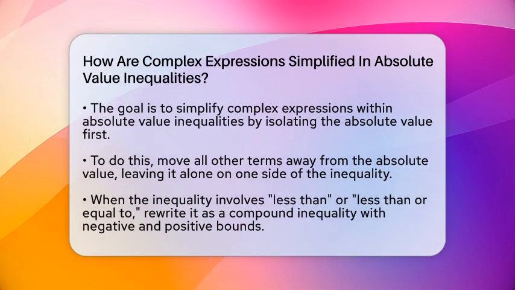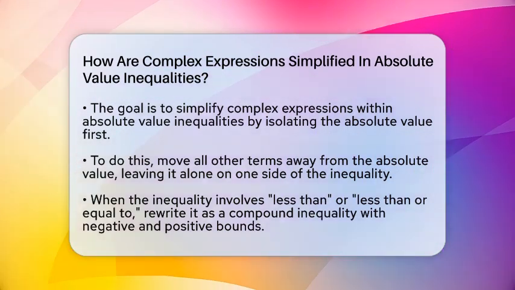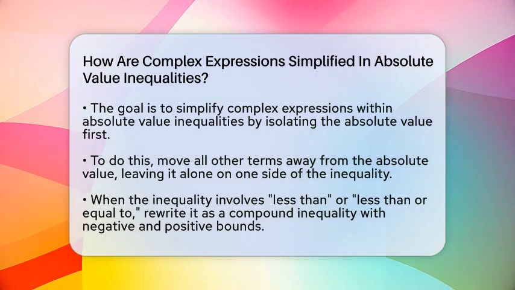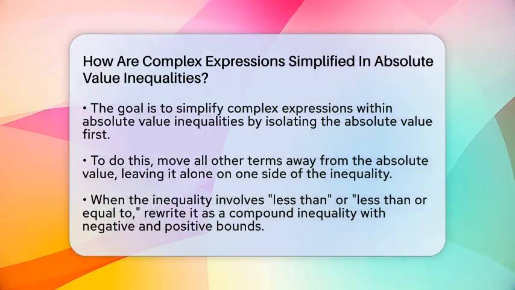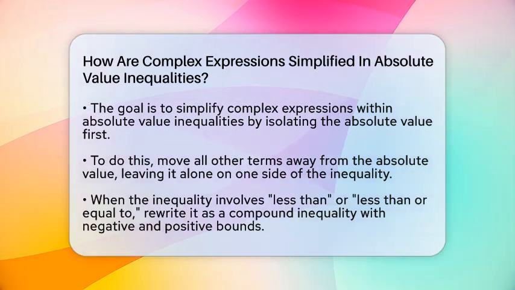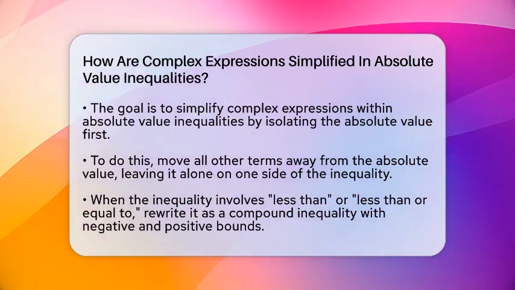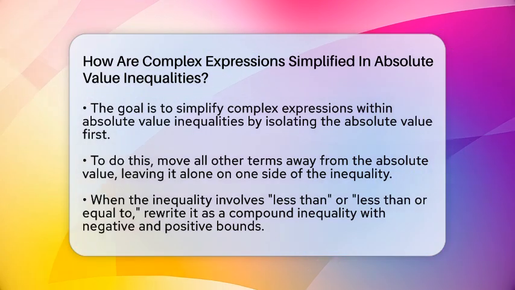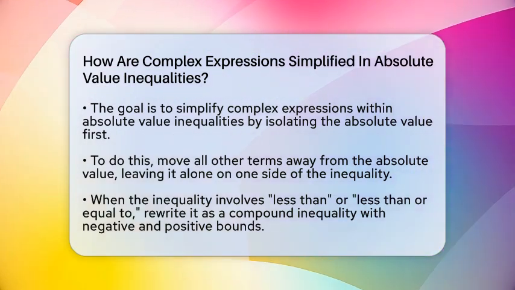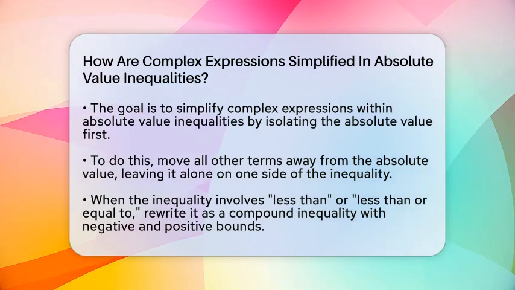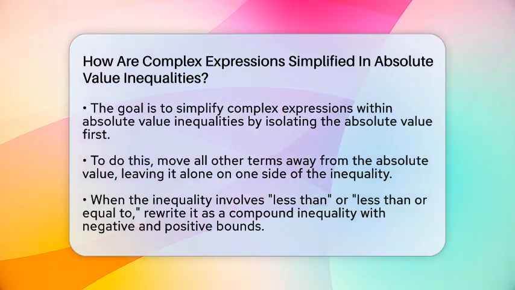When working with absolute value inequalities, the key is to make the problem simpler by isolating the absolute value part first. This means moving everything else away from it so that it stands alone on one side of the inequality. For example, if you have an expression like |7x + 3| - 2 ≤ 19, you start by adding 2 to both sides. Now, you have |7x + 3| ≤ 21.